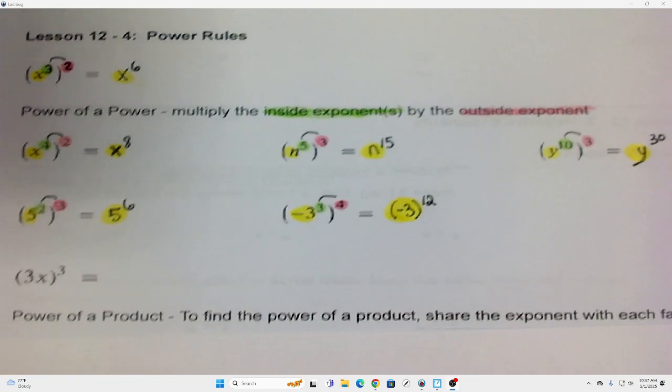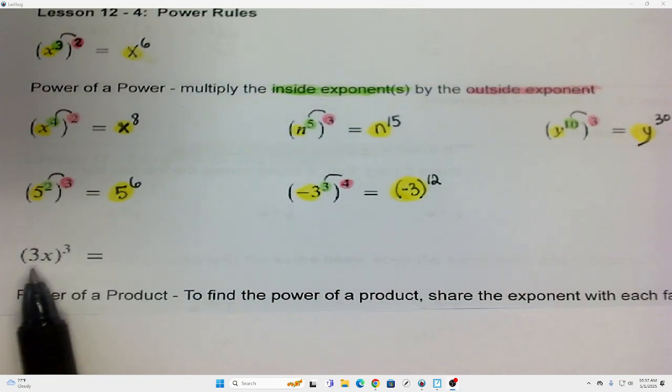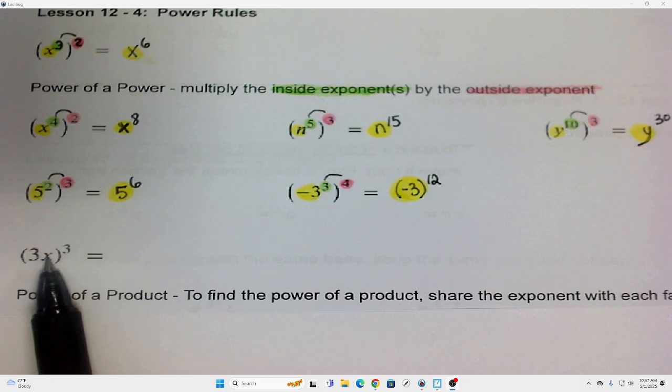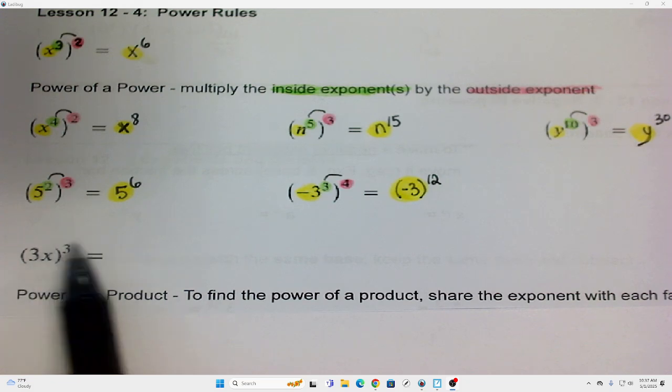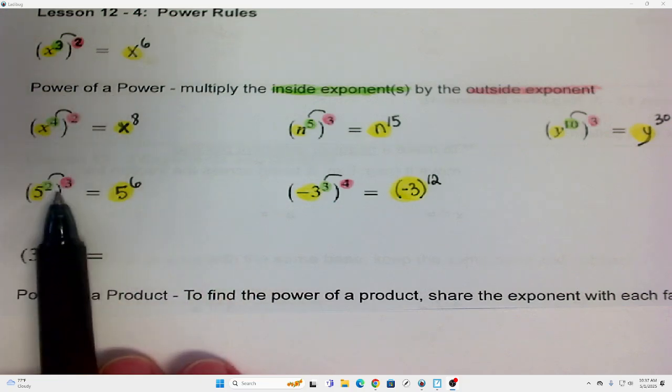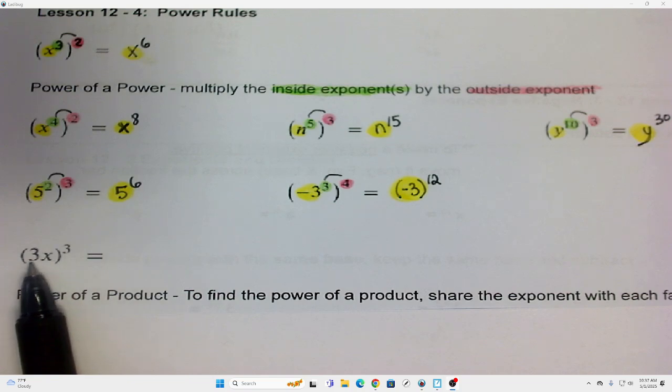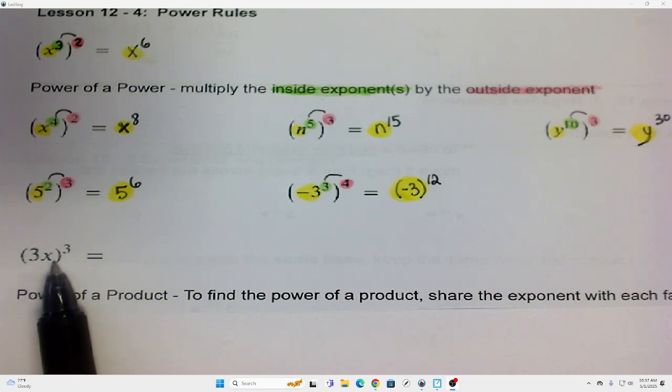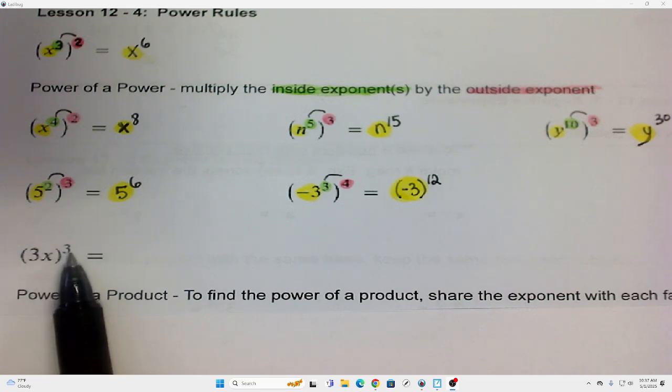This is called the power of a product, okay? There is more than one thing sitting inside the parentheses. And what I mean by that is this could be a base with its own exponent, and this could be a base with its own exponent. Everything up here, one base, one exponent. So now we're saying, hey, we can put more than just one thing inside the parentheses, but we still have an exponent on the outside of the parentheses.